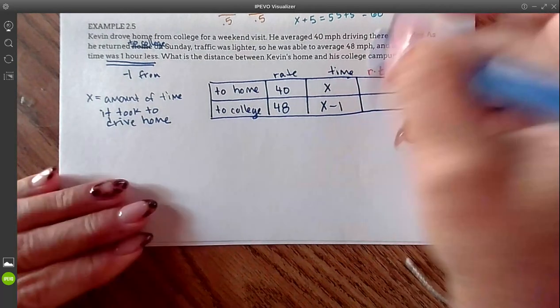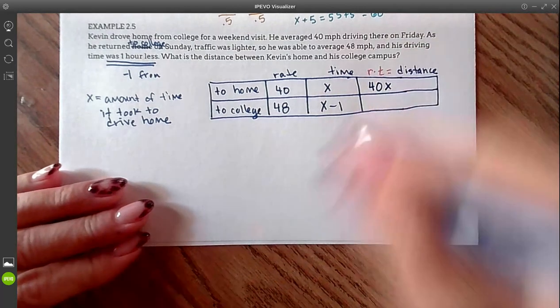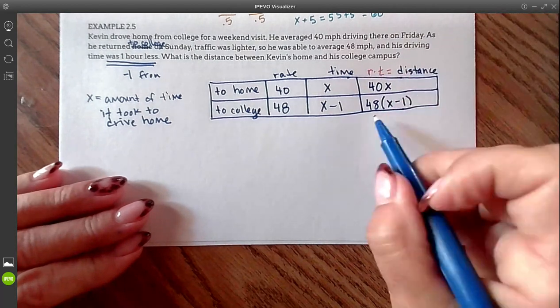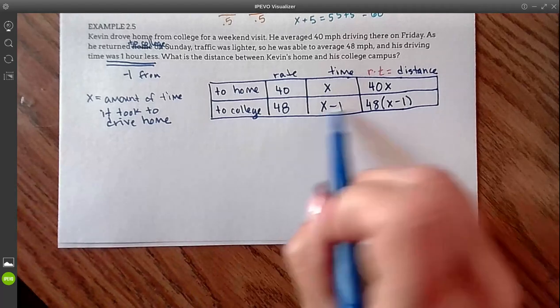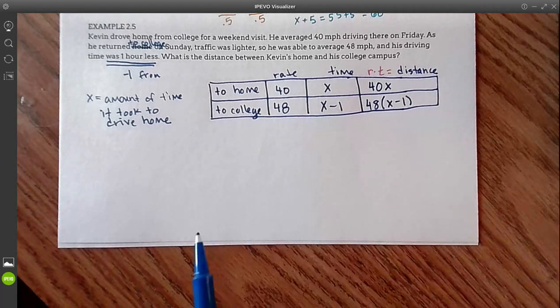So in this space, I'm going to have 40 times x, and in this space, I'm going to have 48 times x minus 1. It's important that you get parentheses around your x minus 1, because it's one entire amount of time, and we need to remember to distribute.